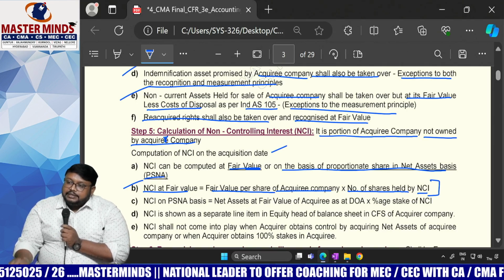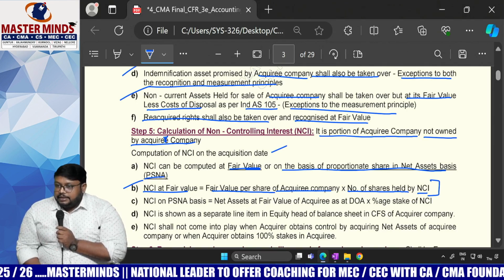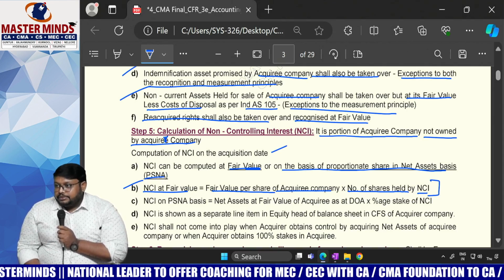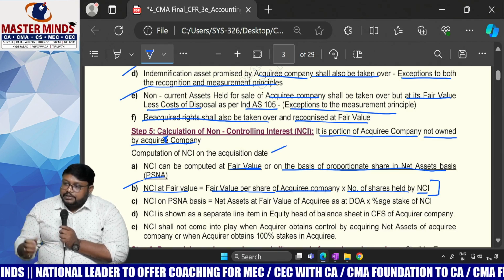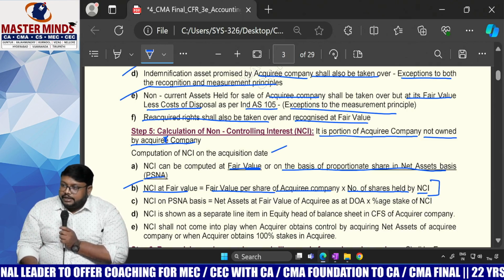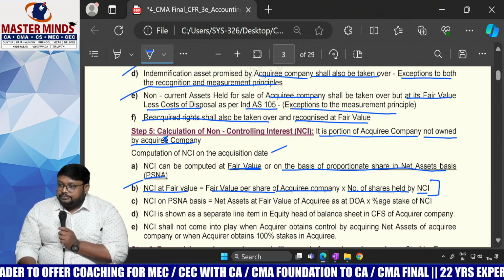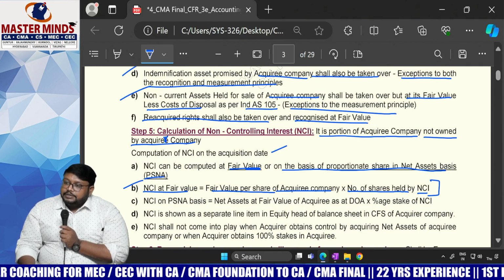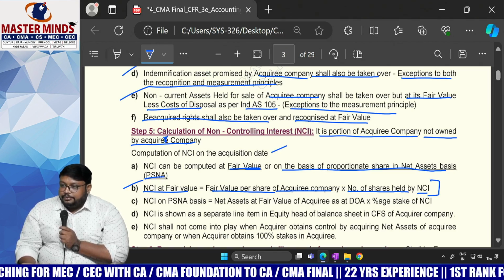It means the consideration paid by the acquirer company. In the morning problem I told you I paid 7 lakhs or 8 lakhs as purchase consideration. 8 lakhs I am paying for 80% of the stake. For 20%, how much? That comes under the fair value basis.